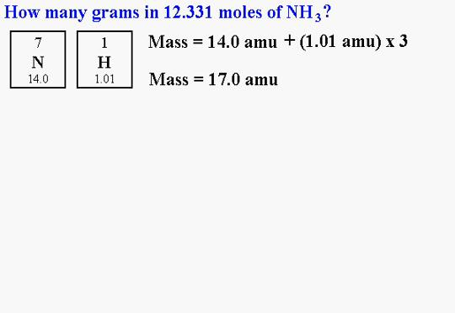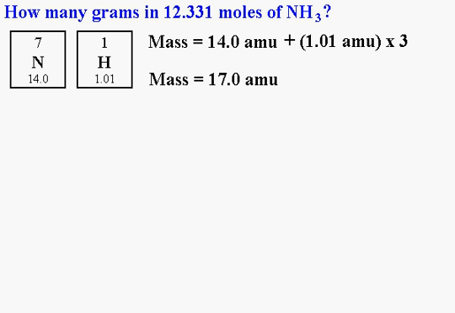Calculator actually says 17.03, but I have to ignore the hundredths place because I'm dealing with addition, and in addition we have to look at precision. 14.0 only goes out to the tenths place, so my answer can only go out to the tenths place. So the mass of ammonia is 17.0 AMUs.